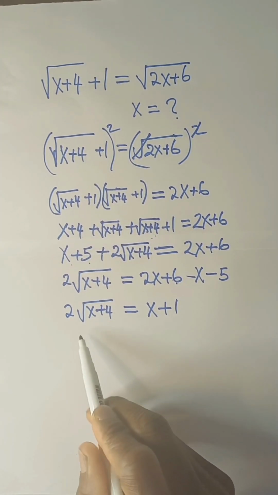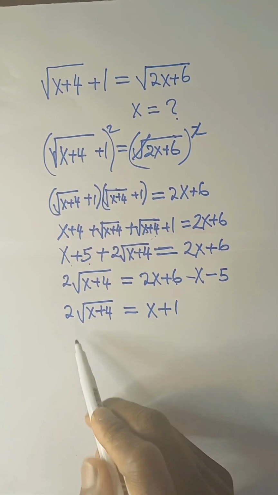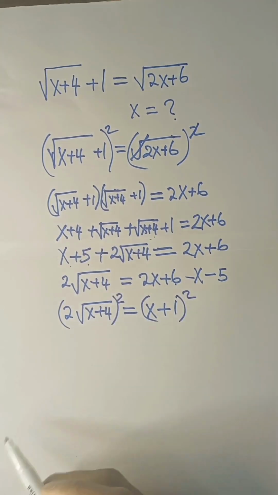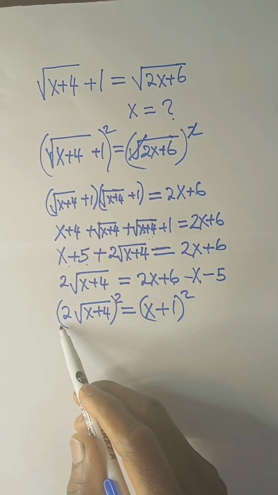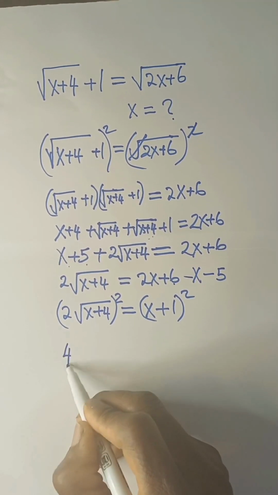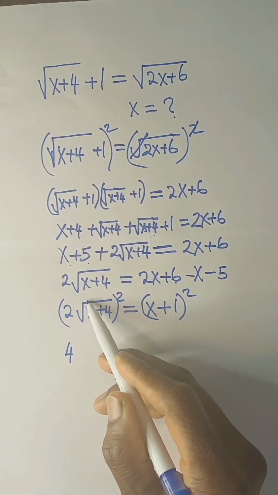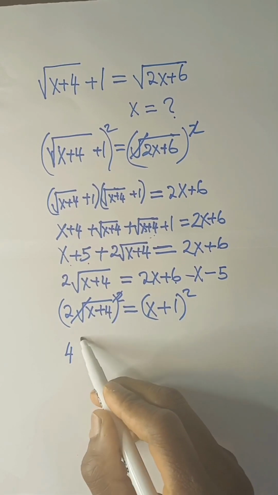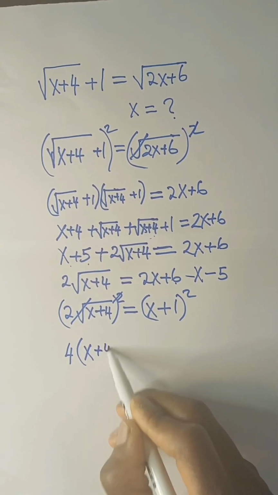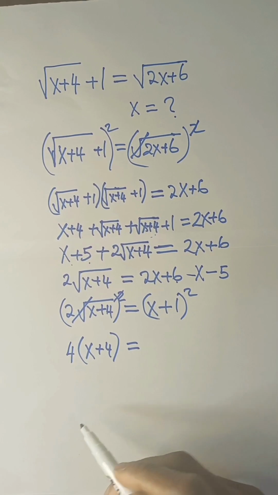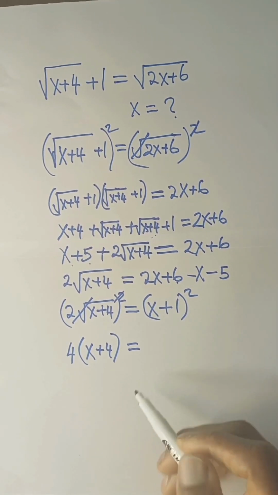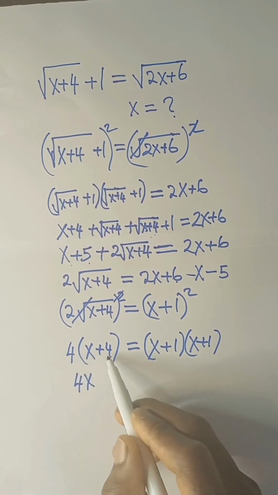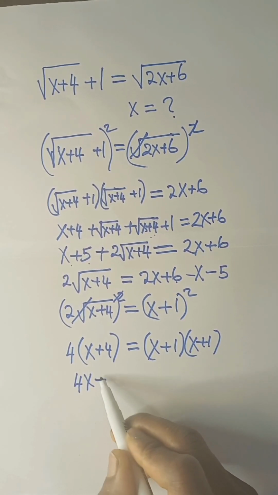The next thing we're going to do is to get rid of this square root radical on the left hand side. To do that, we are going to square both sides of the equation. 2 raised to the power of 2, that is 2 times 2. So we will have 4 here, and this square will cancel out the square root radical. We'll be left with x plus 4. This is equal to, on the right hand side, we are going to expand what we have. 4 times x is going to give us 4x, and 4 times 4 is going to give us 16.